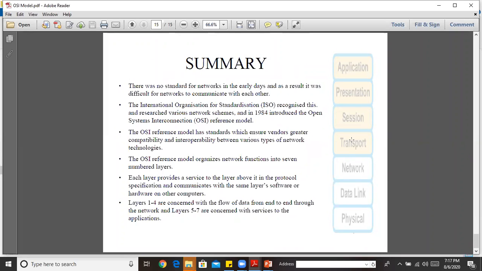So this is what we looked at. We looked at the standard. There was no standard for networks in the early days, and as a result, it was difficult for networks to communicate. They might ask you a question: what is the importance of the OSI model? You know, the OSI model, it's very important.